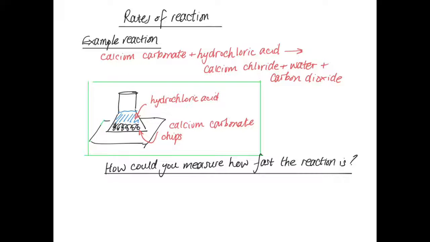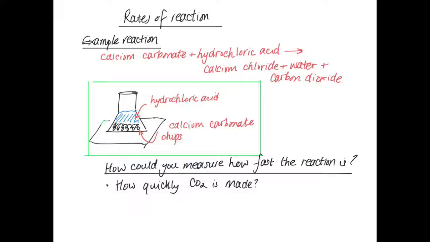And there are two easy ways of measuring this. Because carbon dioxide is made as a gas, one of the easy ways to measure how fast the reaction is, is how quickly gas is made. Specifically, how quickly the carbon dioxide is made. And you do this with a gas syringe. So you attach a big glass syringe at the top, and the glass syringe collects the gas. And the quicker the reaction, the more carbon dioxide is made per minute or per second.